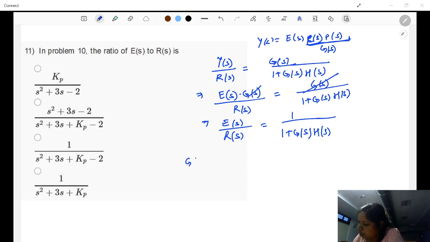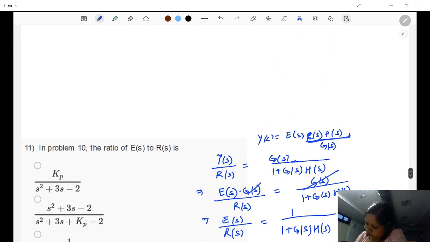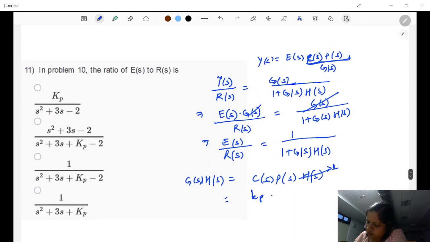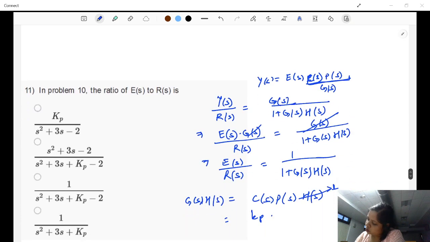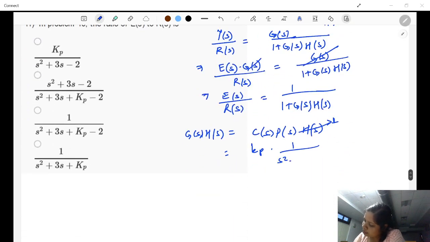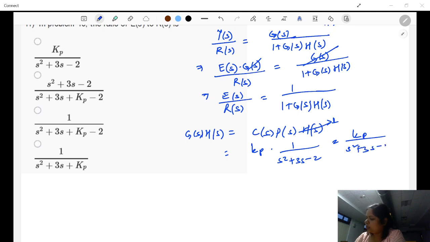So let's calculate what is G(s)H(s). We had already seen G(s) to be equal to C(s) into P(s) into H(s), where H(s) is 1, so we don't need to bother. C(s) was Kp and P(s) was, what was P(s)? 1 upon s square plus 3s minus 2, I believe. Yes. So G(s) is Kp upon s square plus 3s minus 2.